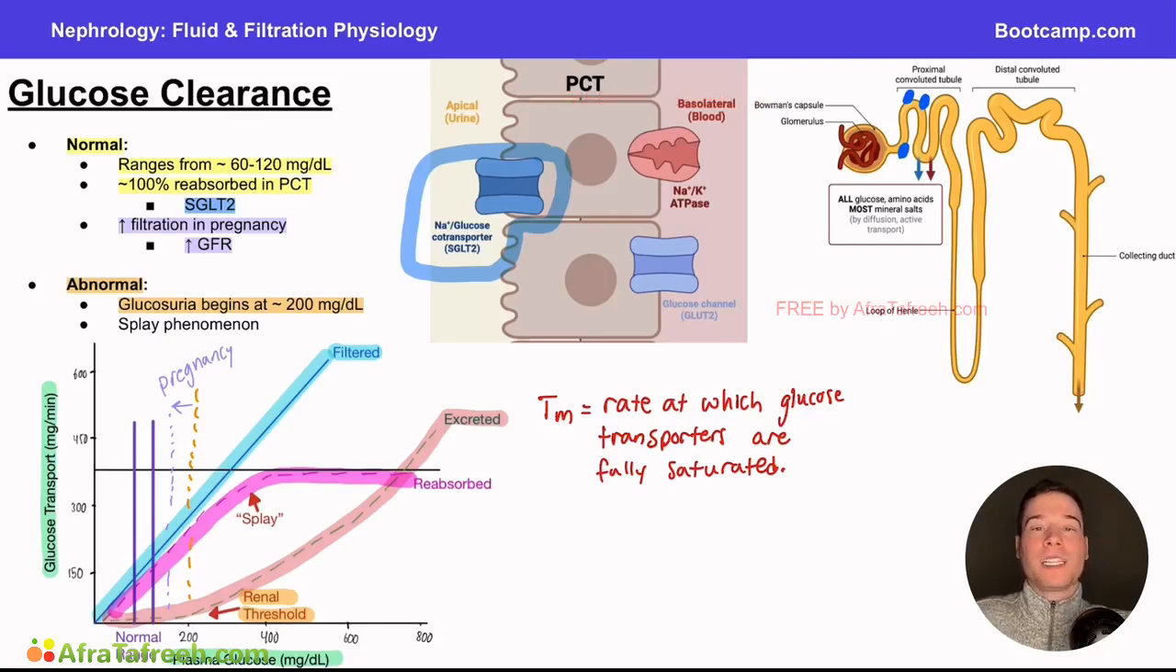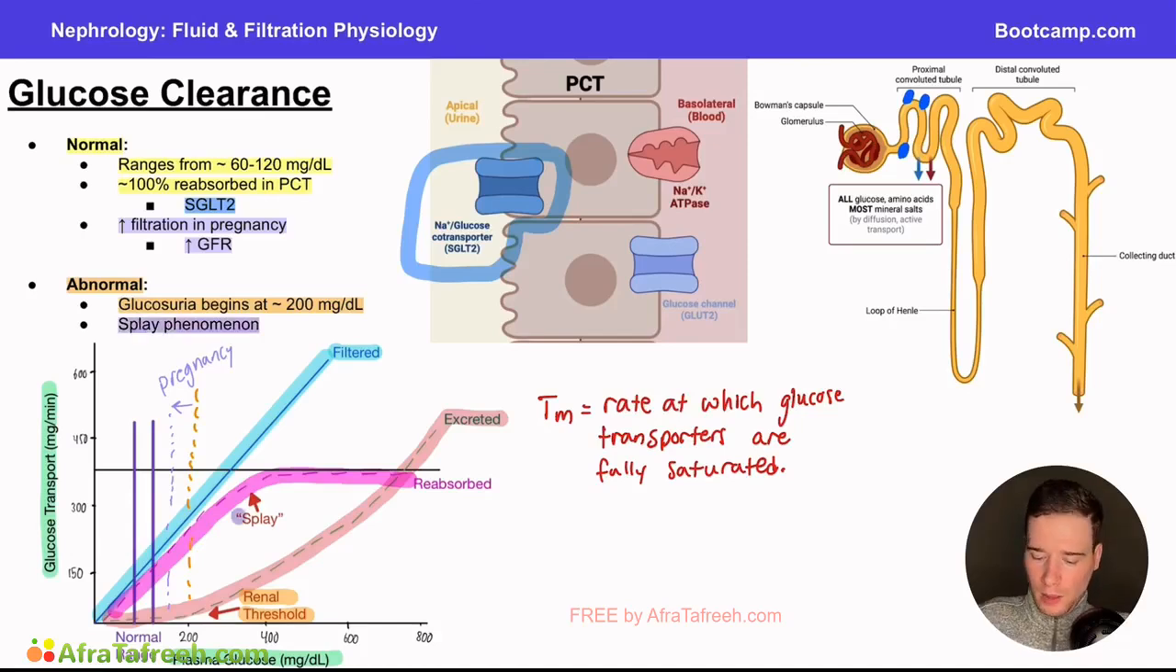And thus in pregnancy, it can actually be a normal finding to see glucose in the urine, versus the non-pregnant patient, where this is pretty much always an abnormal finding. So we say that in pregnancy, it's normal to have glucosuria, or glucose in the urine, in the setting of normal serum glucose levels.